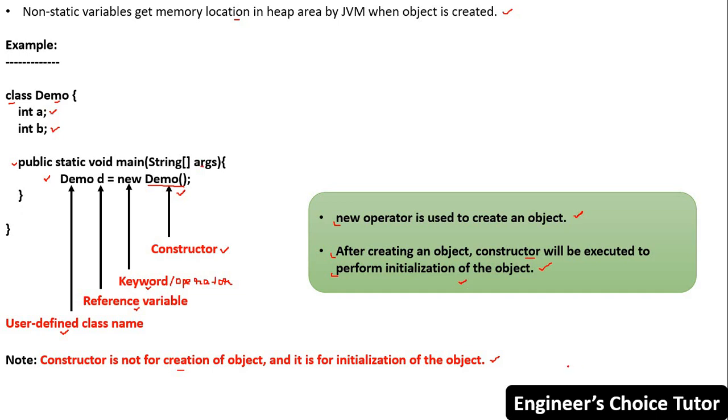Now let's see the story when the JVM encounters this line. What will happen behind the scene? So here new is what? An operator. Demo parenthesis is what?